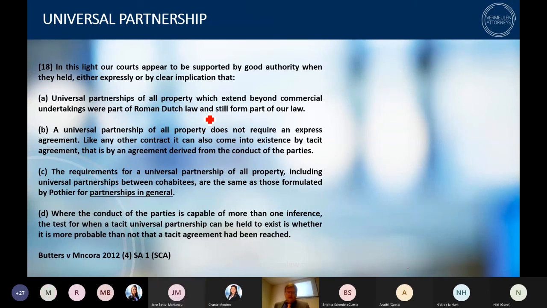That is by an agreement derived from the conduct of the parties. The requirements for a universal partnership of all property, including universal partnerships between cohabitees, are the same as formulated by Pothier for partnerships in general. And where the conduct of the parties is capable of more than one inference, the test for when a tacit universal partnership can be held to exist is whether it is more probable than not that a tacit agreement had been reached.